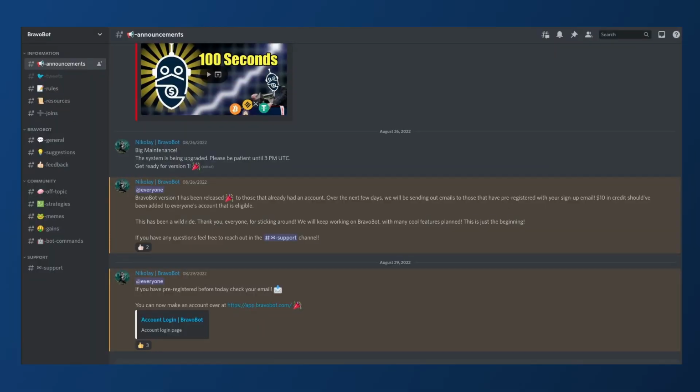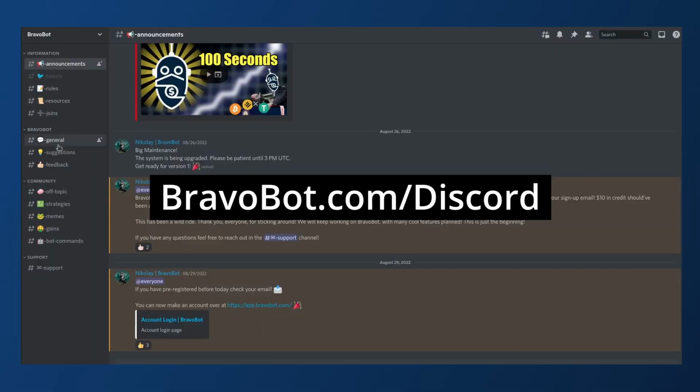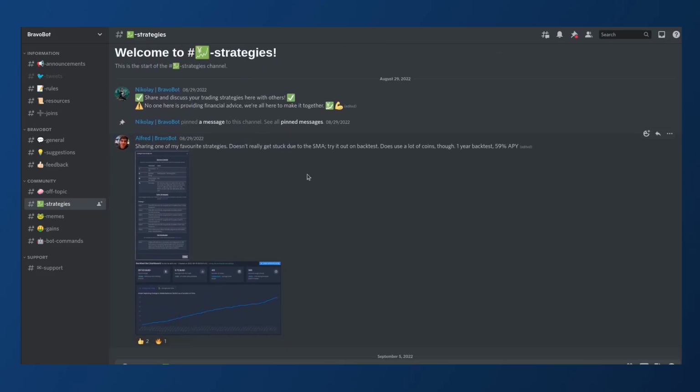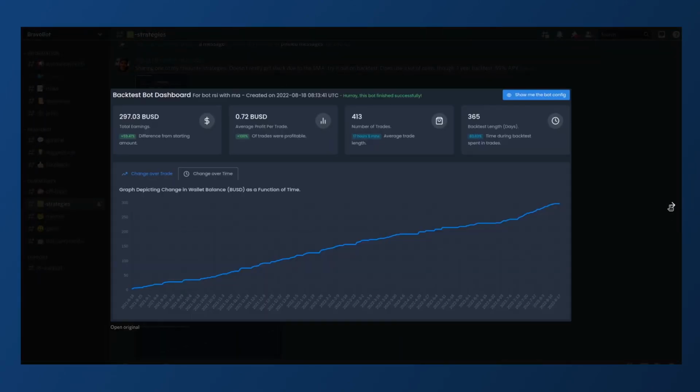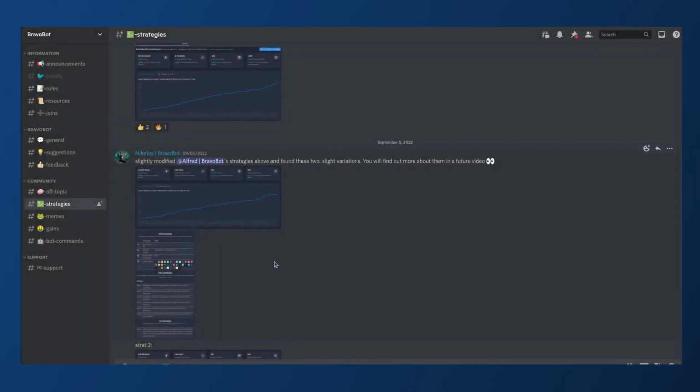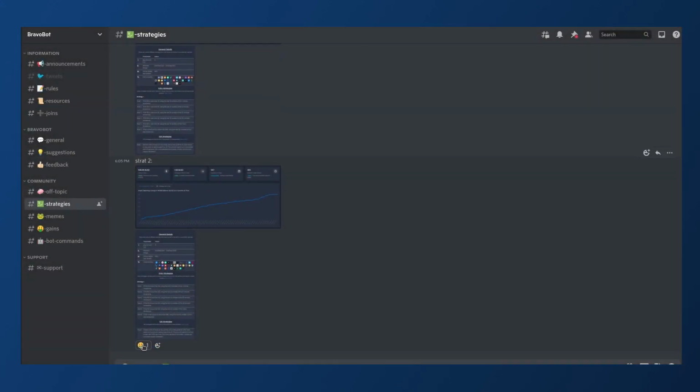However, you can also head to the BravoBot Discord at bravobot.com/discord, where my colleague Alfred and I posted a few great strategies in the strategy chat. This place is dedicated to users sharing their strategies if they wish to help out the community. Let's copy Alfred's strategy and go on from there.